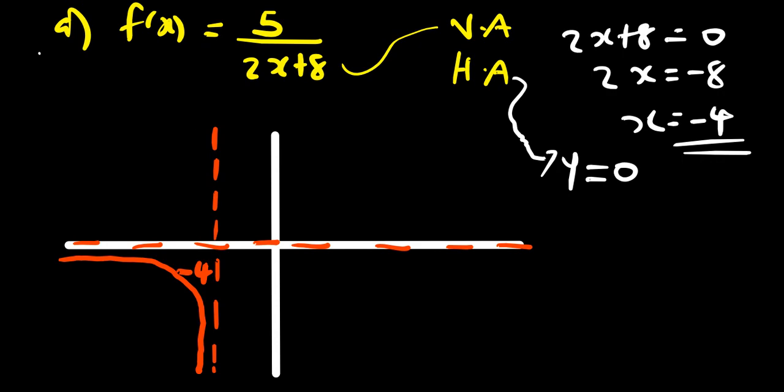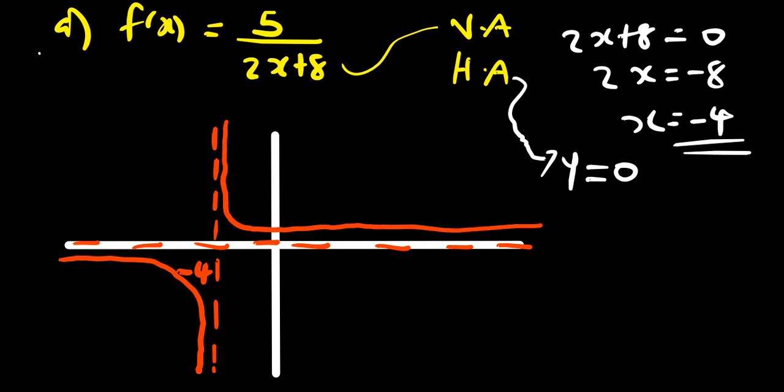Then if we get any number that is greater than negative 4, let's say even a 0. If I put a 0 here, what am I going to have? I'm going to have 5 over 8. That is a positive number. Then let me put a number very close to negative 4, say negative 3. Negative 3 is greater than negative 4, right? 2 multiplied by negative 3 is negative 6. Negative 6 plus 8 is 2. So all the numbers are giving me positive numbers.